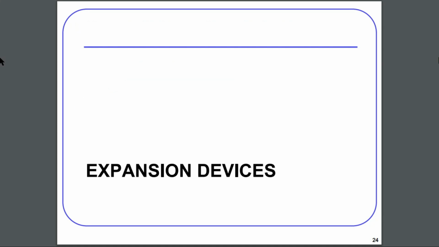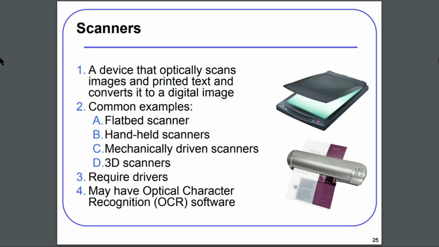So let's move to the next slide, and this slide is for the expansion devices. The first expansion device is a scanner. The scanner is a device that optically scans images and printed text and converts it to a digital image, as you can see on the right side of the picture. Common examples of scanners are flatbed scanners, handheld scanners, mechanical drive scanners, and 3D scanners. Required drivers may include optical character recognition (OCR) software.